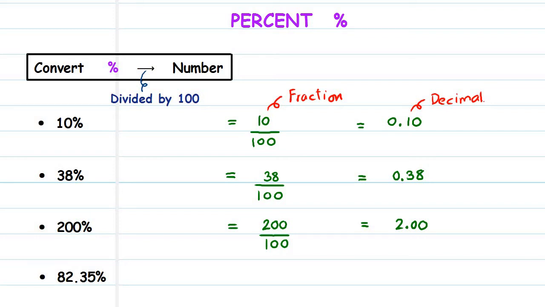Alright, getting a little bit more complicated here. How about 82.35%? 82.35% means 82.35 divided by 100. And that will give us 0.8235. Now we're starting to see the trend here. When we see the word or the symbol percent, it means divided by 100.